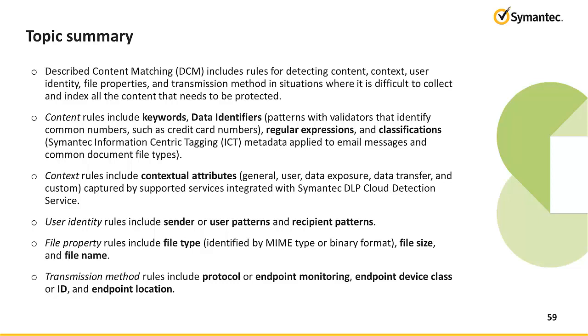File property rules can include file type, identified by MIME type or binary format, file size, and file name. Transmission method rules can include protocol or endpoint monitoring, which detects network messages based on the communications transport methods such as email, SMTP, FTP, HTTP, etc.